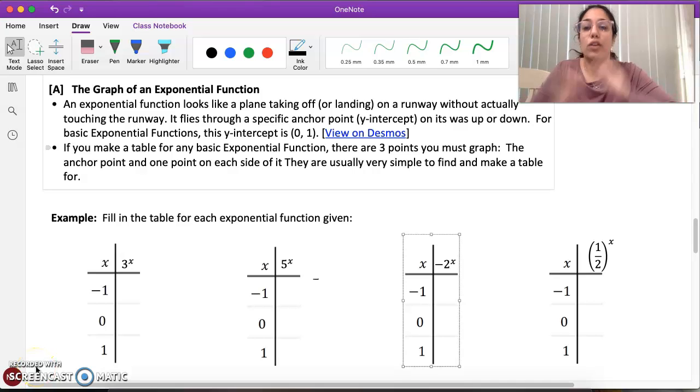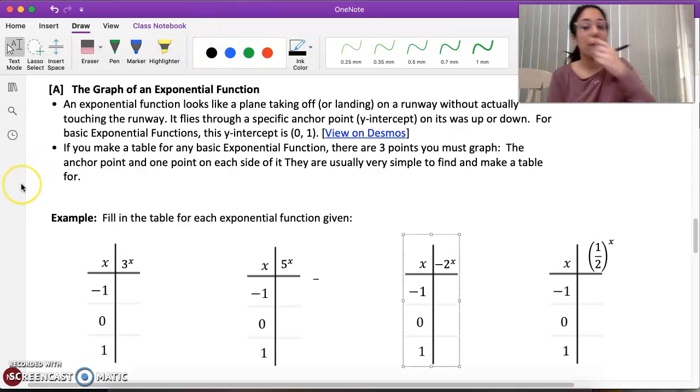All right, let's talk about the graph of an exponential function. So we already spoke about what an exponential function is. It's where the exponent has a variable in it, unlike other functions that we've done where the base has the variable in it. So let's just go over some details about what an exponential function graph looks like.